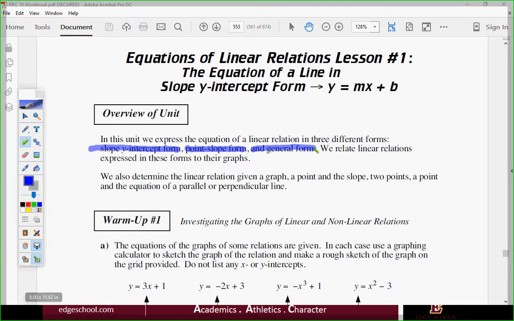We also determine the linear relation given a graph, a point, a slope, 2 points, a point, and the equation of the parallel or perpendicular line. In summary, they're going to do a lot of things. They say, here's the slope, it goes to this point. What's the equation of the line? We're going to get the tools to be able to figure that out.